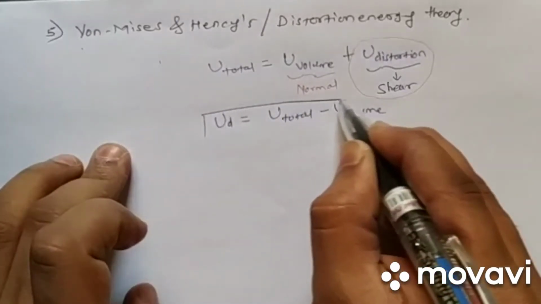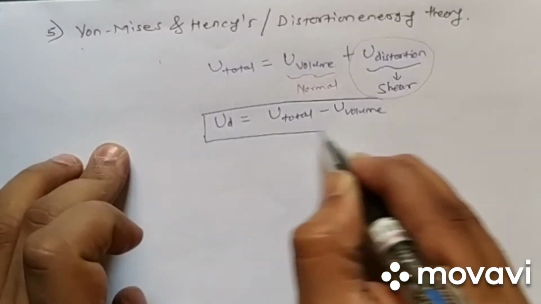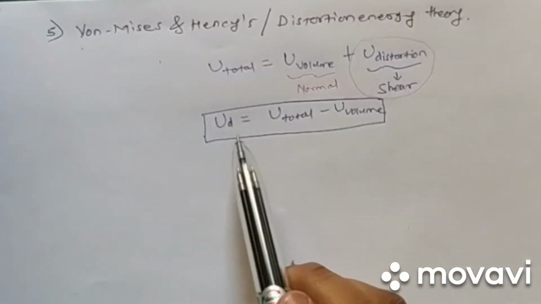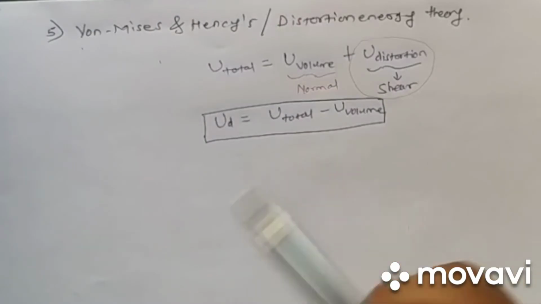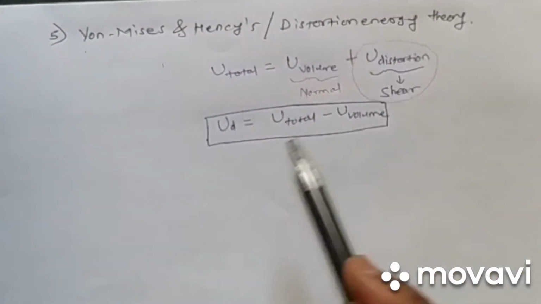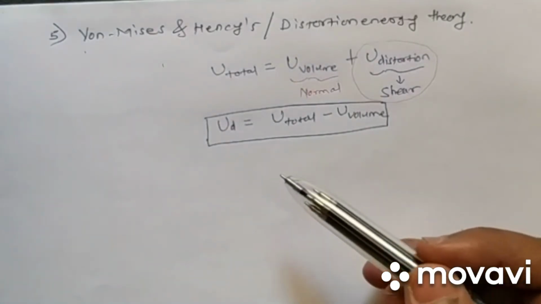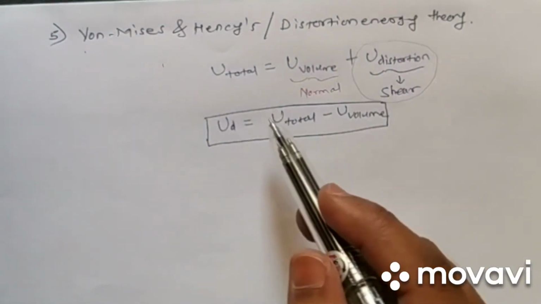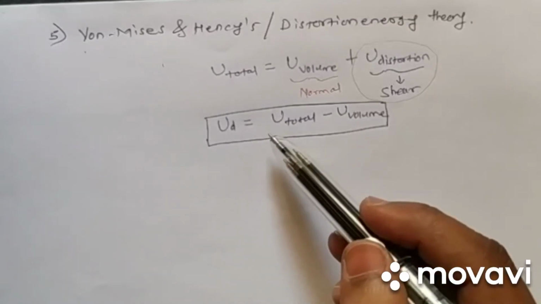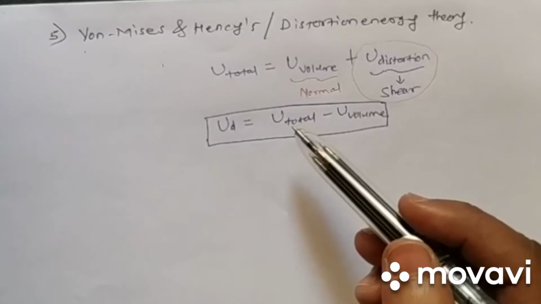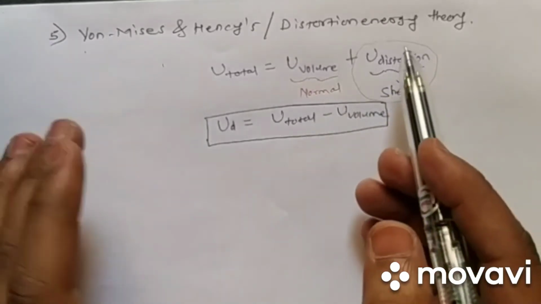Okay, so here we are focusing on distortion energy, not on the total energy. In the previous theory we were more focused on the total energy. Now here we are considering the distortion energy. So how can we represent this, and what is this theory?